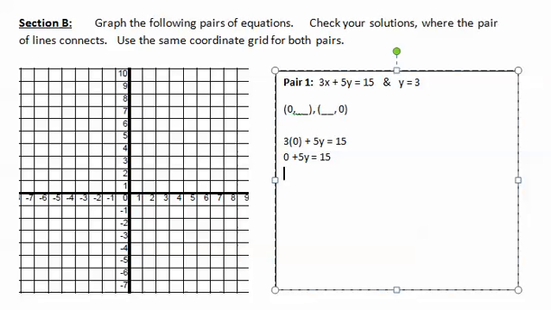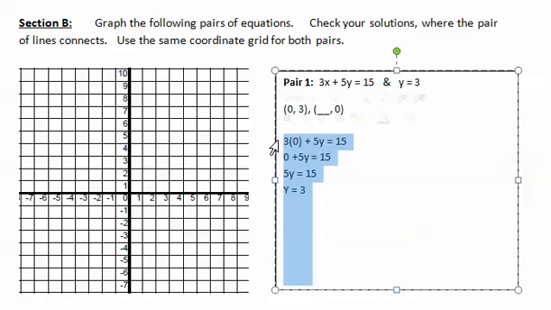So we don't need to have the 0 anymore. We'll keep the 5y, and 5y equals 15. At this point, we can look at this equation and divide both sides by 5. So 15 divided by 5 is going to equal 3. So we know that y equals 3. In the first ordered pair, where we substituted a 0 in for x, we know that y is 3. Let's put that in there.